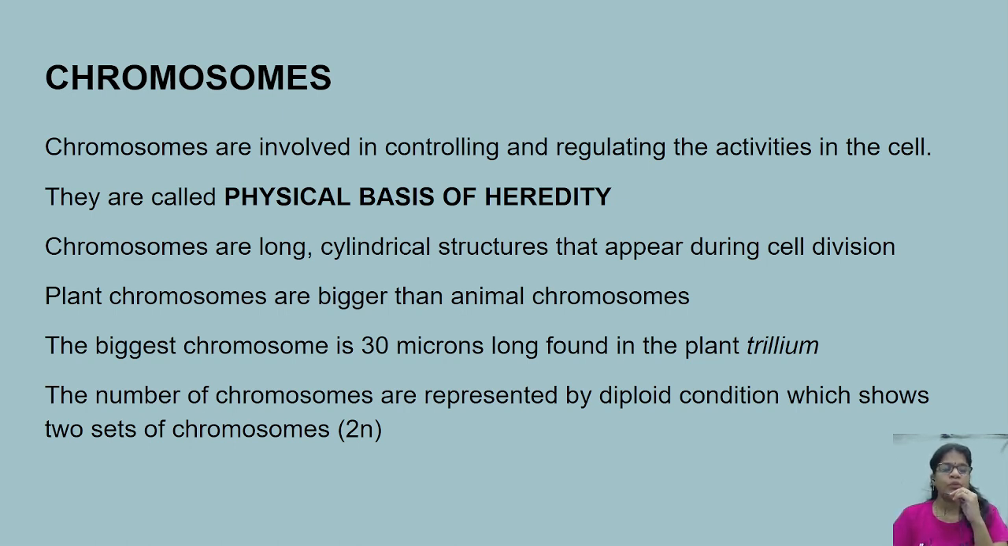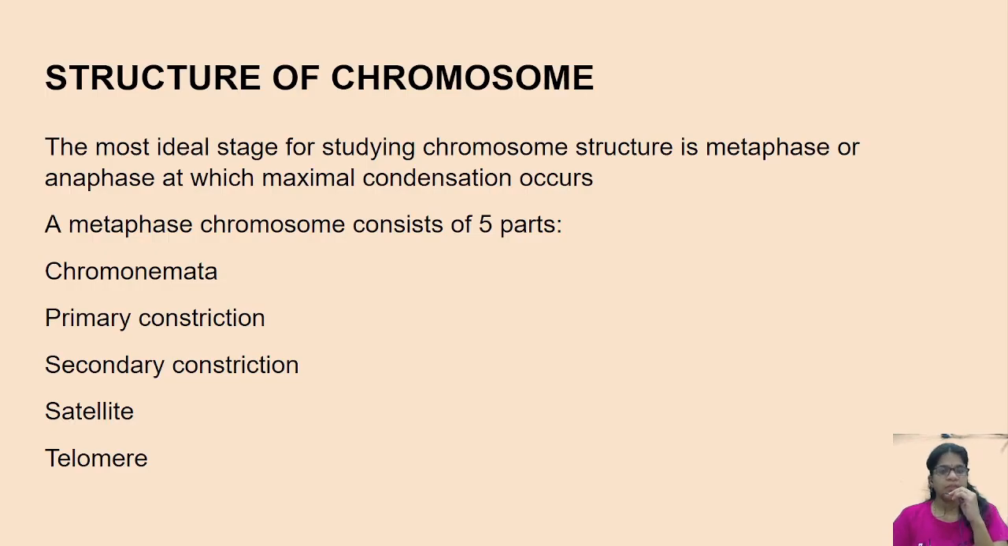You all know that we always represent chromosomes in the diploid condition, like 2n number of chromosomes. So in this class itself, I want to tell how many chromosomes per cell and how many pairs of chromosomes per cell there are. A human cell mainly contains 23 pairs of chromosomes, out of which 22 are called autosomes and the remaining two are called allosomes.